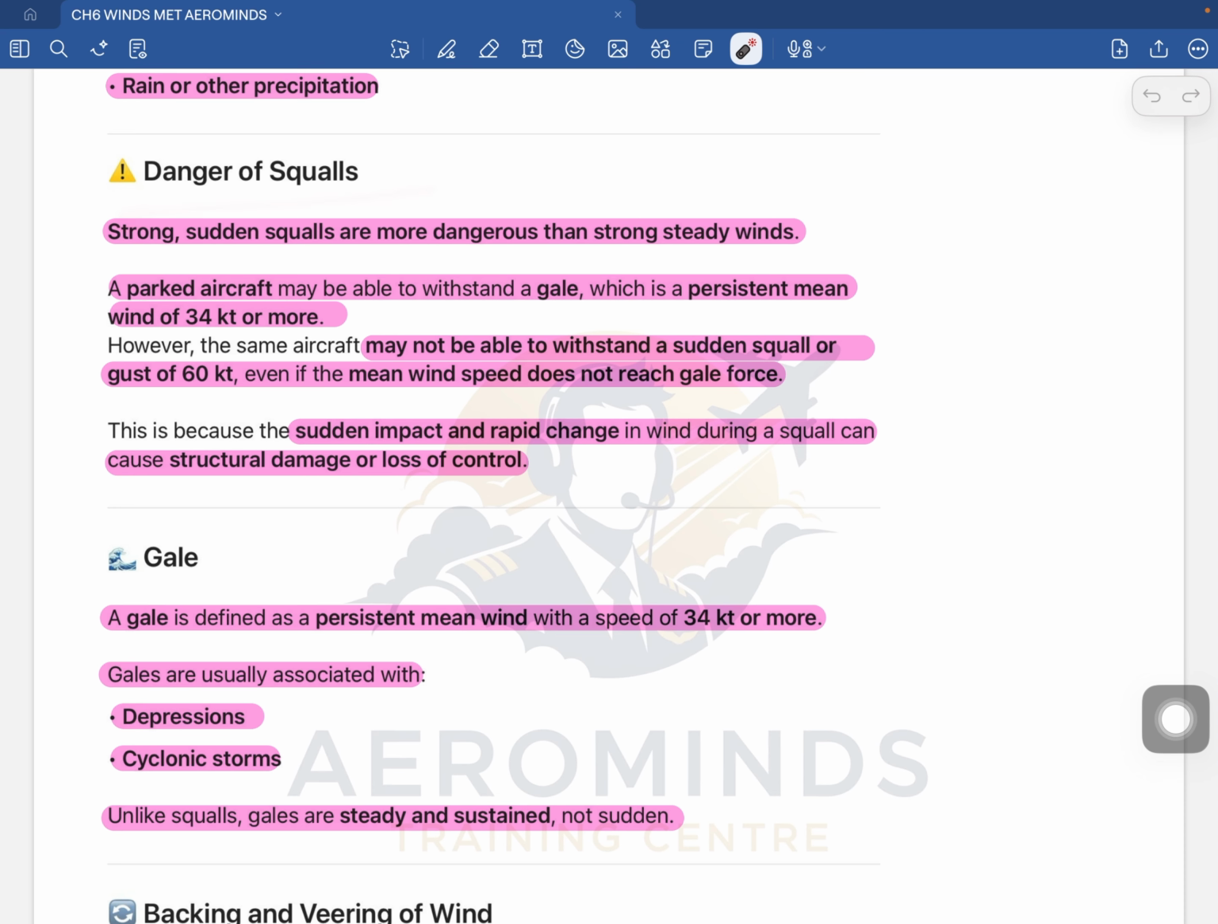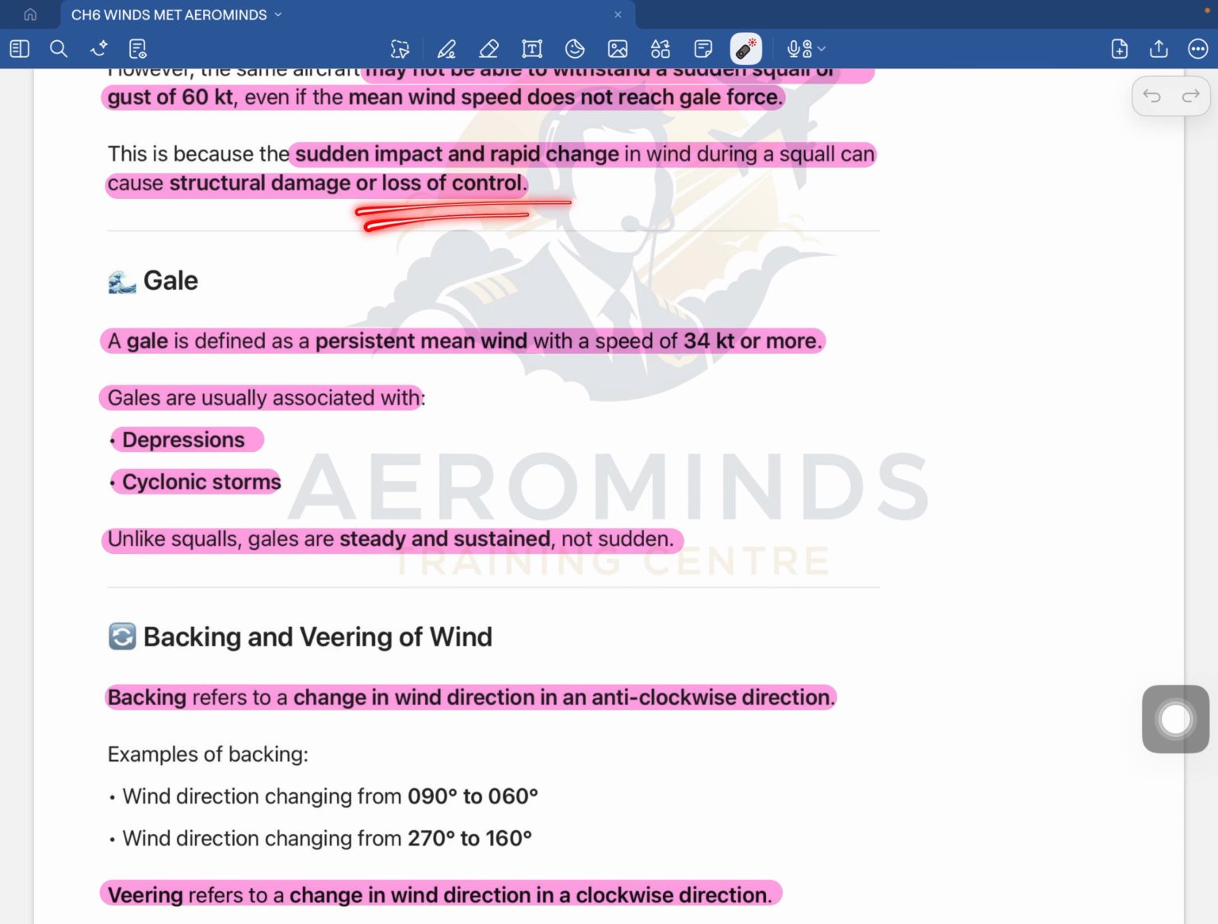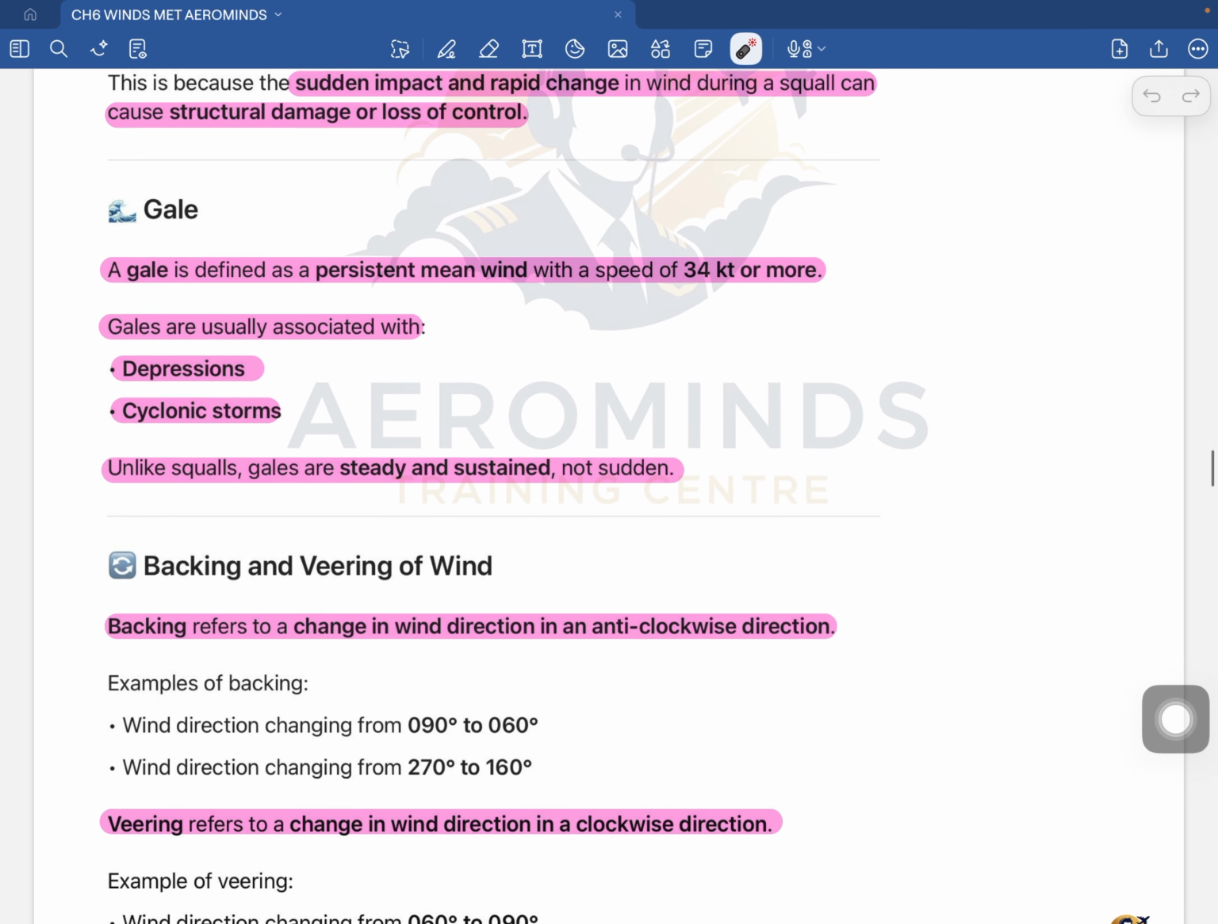Now comes the dangers of squall. Now, a sudden or strong squall is more dangerous than strong steady winds. A parked aircraft may be able to withstand a gale, which we'll study further, which is a persistent mean wind of 34 knots or more, but it cannot sustain the squall. However, the same aircraft may not be able to withstand the sudden squall gusting to 60 knots. So even if the mean wind does not reach gale force, the sudden impact or rapid change in the wind during a squall can damage the structure of the aircraft, and also it can make the aircraft lose its control if it is flying.